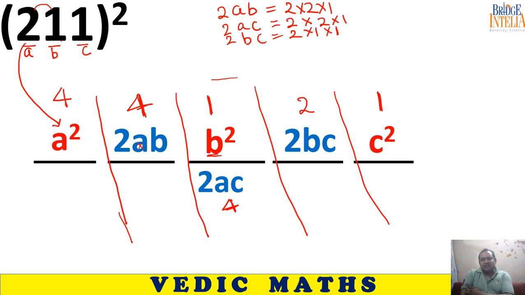Now we will convert this into single digits and write. So 1, write 1 here. 2, write 2 here. 4 plus 1, write 5. 4, write 4, and 4 again, write 4 here. So 4, 4, 5, 2, 1.